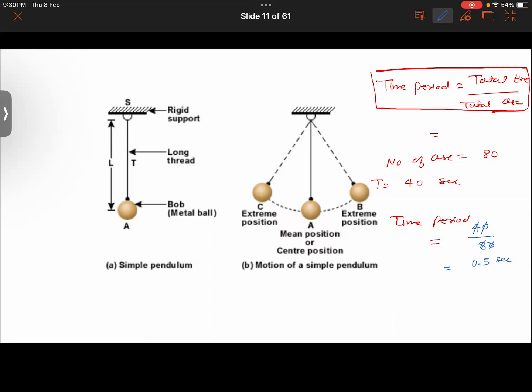Again, time period is the time taken to complete one oscillation. Also, you can logically understand this: to complete one oscillation, it takes 0.5 seconds. And it was doing how many oscillations? 80. So 80 oscillations means 80 multiplied by 0.5, that gives you 40. And that in the question is the time that was taken to complete 80 oscillations. Getting the maths or not? Hope it is clear to both of you. So do remember the formula: time period equals total time upon total oscillations.